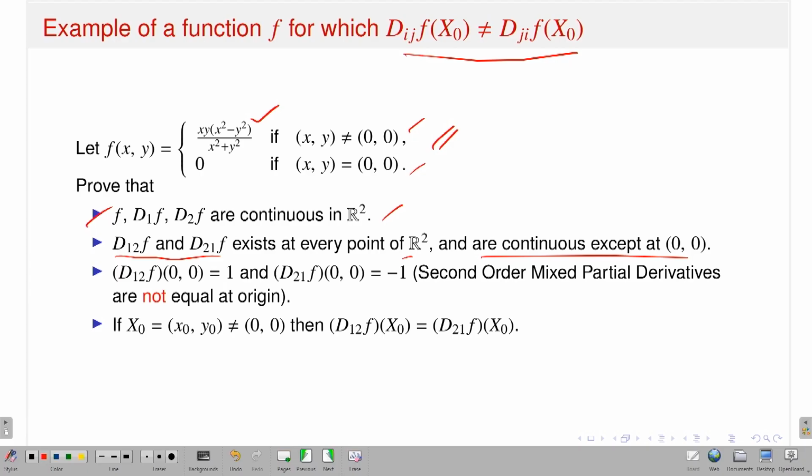So again there will be a breakpoint, and you have to prove that this is not a continuous function. I have again written that if the point (x, y) is non-zero, then things are easy, right?